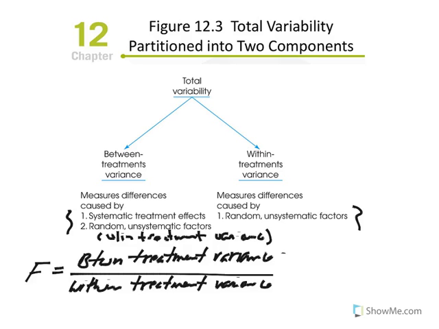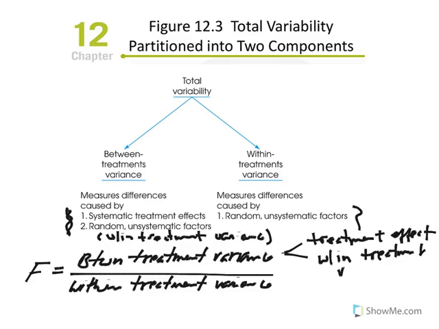So if we look at our F ratio, again, it's between treatment variance, which includes these two concepts here, systematic treatment effects and random unsystematic factors, over within treatment variance. So again, if I partition this out, we're talking about treatment effect and within treatment variance.